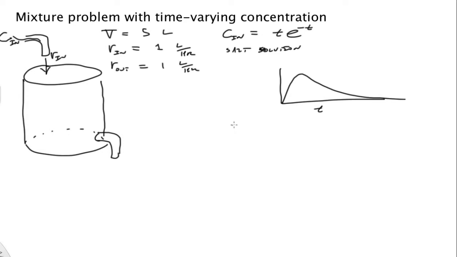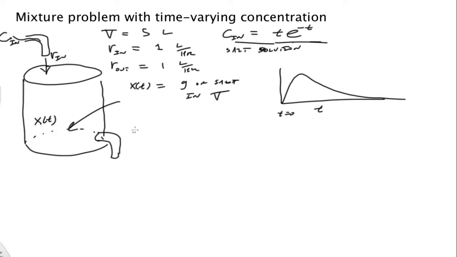Okay, so the question is, if this is the salt concentration that we're going to send into this tank starting at time equals 0, what's going to happen to the salt concentration in here? What is x of t? So we define x of t to be the grams of salt in the volume. That means C out, a function of time, will simply be x of t over V, because that is grams per liter. There's our basic situation, and we have that R out there.